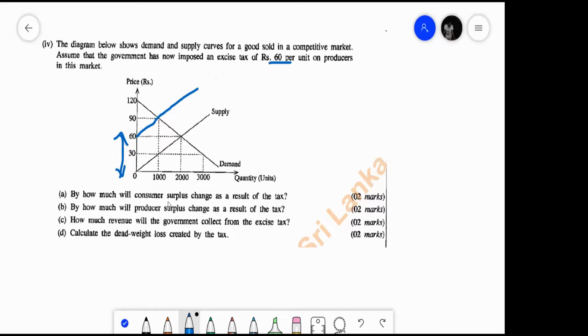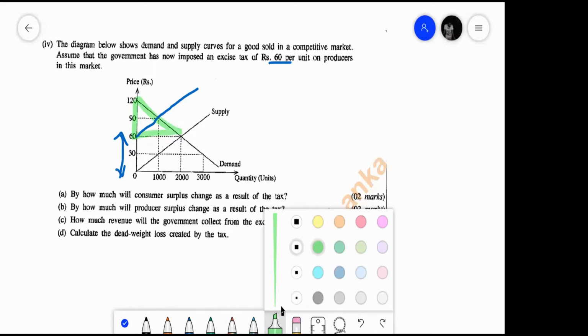They're asking how much will consumer surplus change as a result of the tax. So I will not show you all the calculations, guys. You all can do the calculations on your own. So what you should do, this is consumer surplus before, right? If you all want, give me the answers, I'll let you all know. So this is consumer surplus before. What is consumer surplus after? Consumer surplus after is only this small area that I'm highlighting in pink.